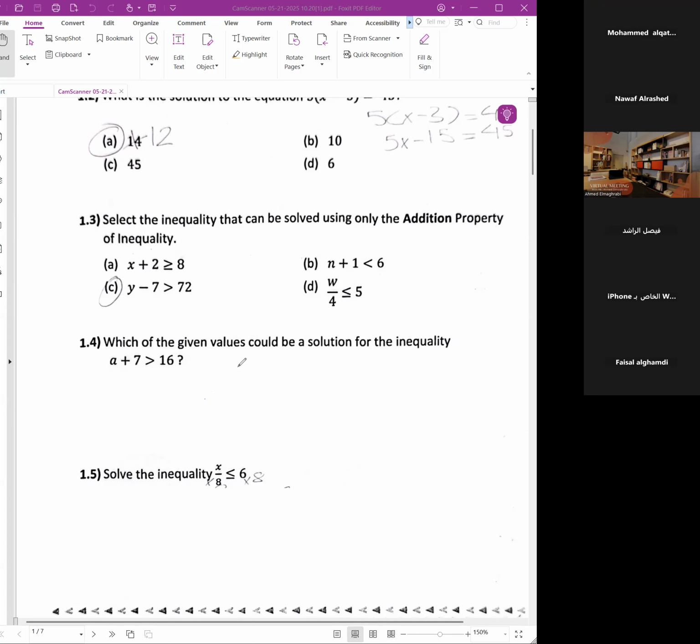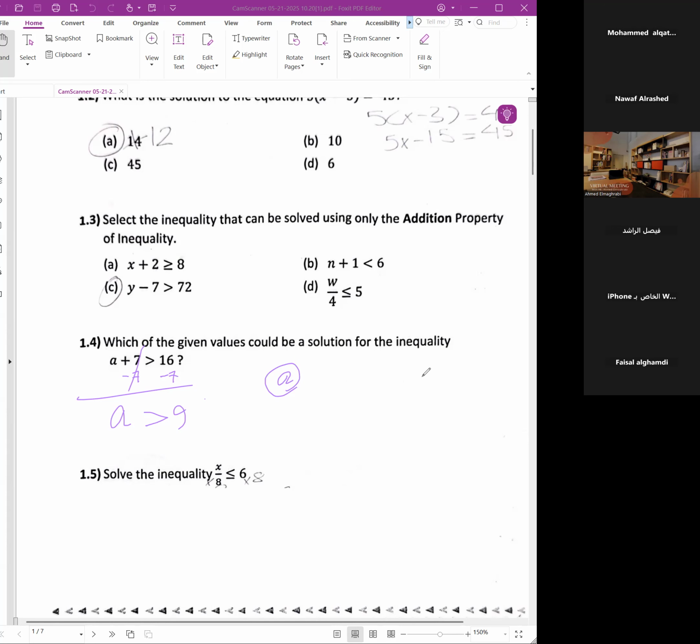Okay, here. Which of the following gives a value that could be a solution for the inequality here? Here, a plus 7 is greater than 16. So we should subtract 7 from both sides. Subtract 7. Okay, this is gonna be a greater than 16 minus 7, which is 9. So that means a is greater than 9.